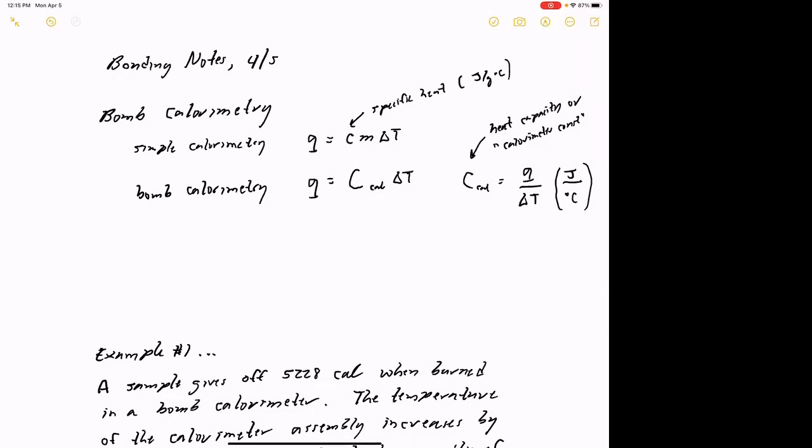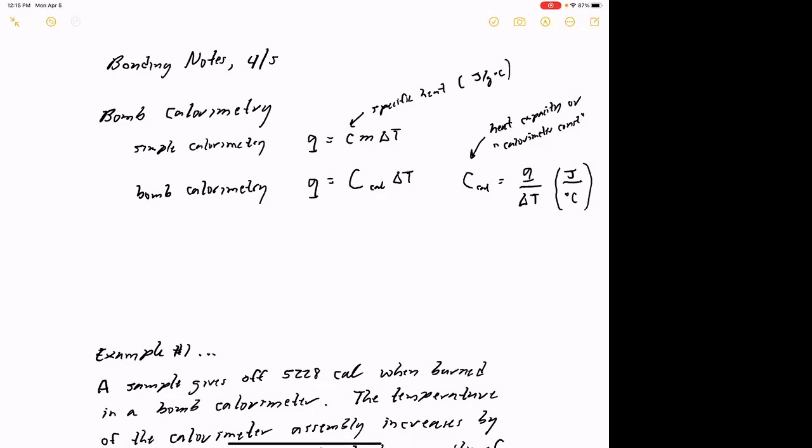Well, basically, to get CCal, I need 2 things. I need to know a Q, and I need to know a delta T. So obviously, delta T is something we can measure through a simple temperature difference using a thermometer. But what about the Q part? Well, here's how we do it. We're actually going to take a known combustion reaction, okay, that somebody measured separately in another calorimetry experiment, and we're going to use that to get Q, okay?